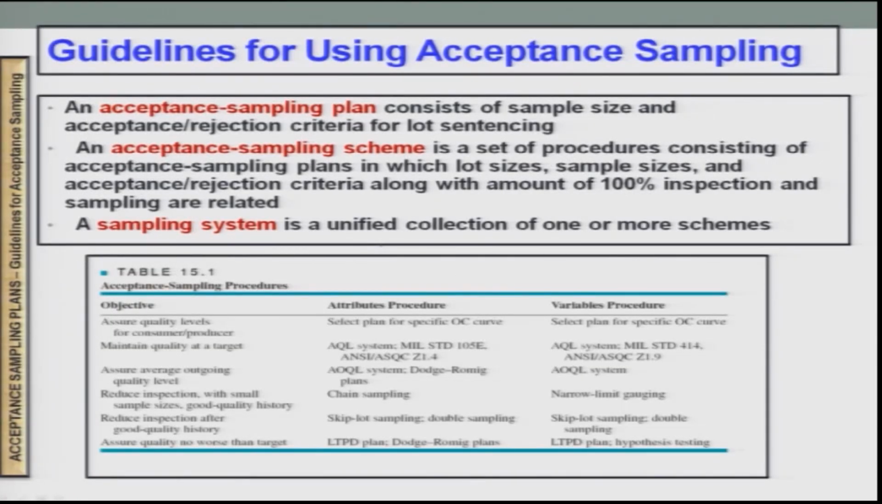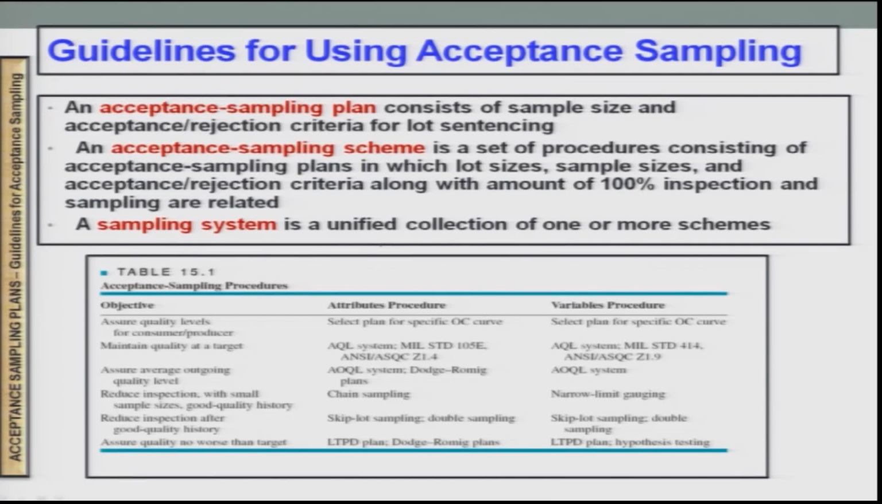So, guidelines for using acceptance sampling are: an acceptance sampling plan consists of sample size and acceptance-rejection criteria for lot sentencing. An acceptance sampling scheme is a set of procedures consisting of acceptance sampling plans in which lot size, sample size and acceptance-rejection criteria, along with the amount of 100% inspection, are related. A sampling plan is a unified collection of one or more schemes based on which you will do the sampling.